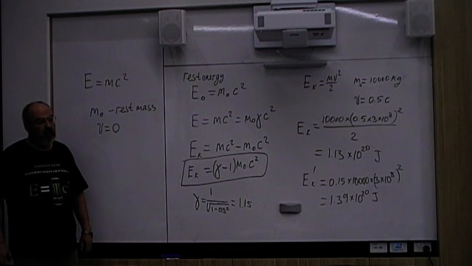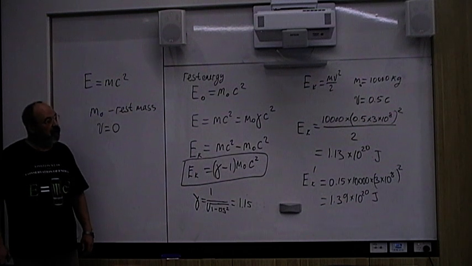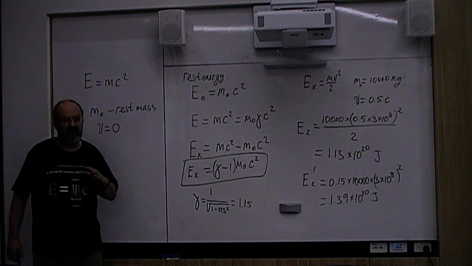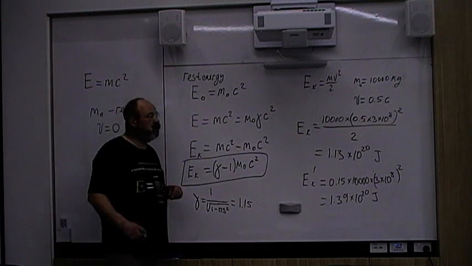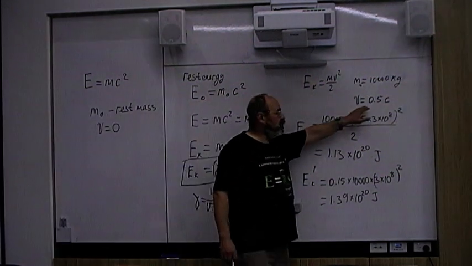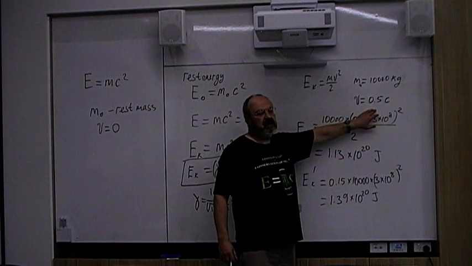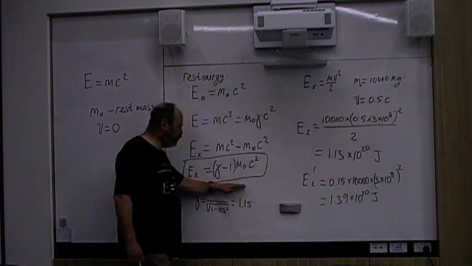So for an object moving at half the speed of light, its actual kinetic energy is bigger than predicted by Newtonian mechanics, bigger than mv squared on 2. At small speeds, the difference is negligible. When v is small, it will give you pretty much the same result. But when speeds are like this or even higher, the difference is very big, and we need to use the relativistic formula for kinetic energy.